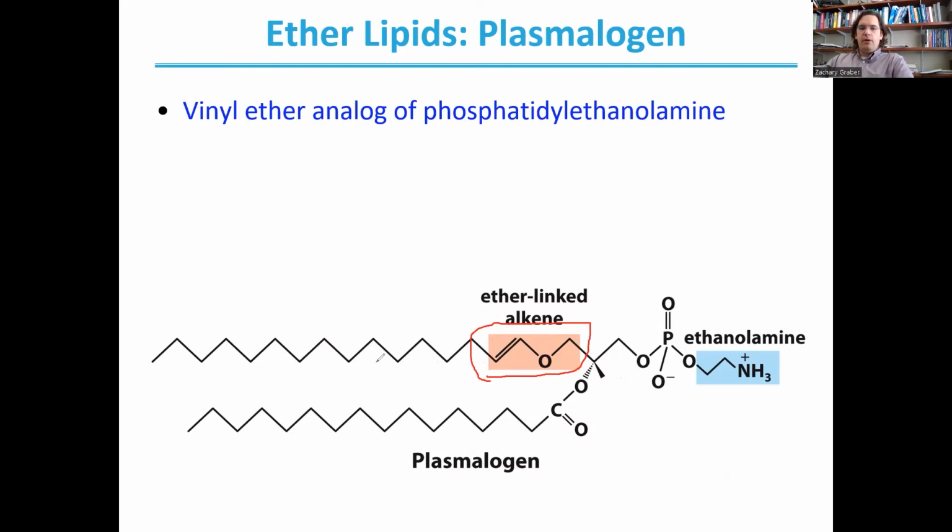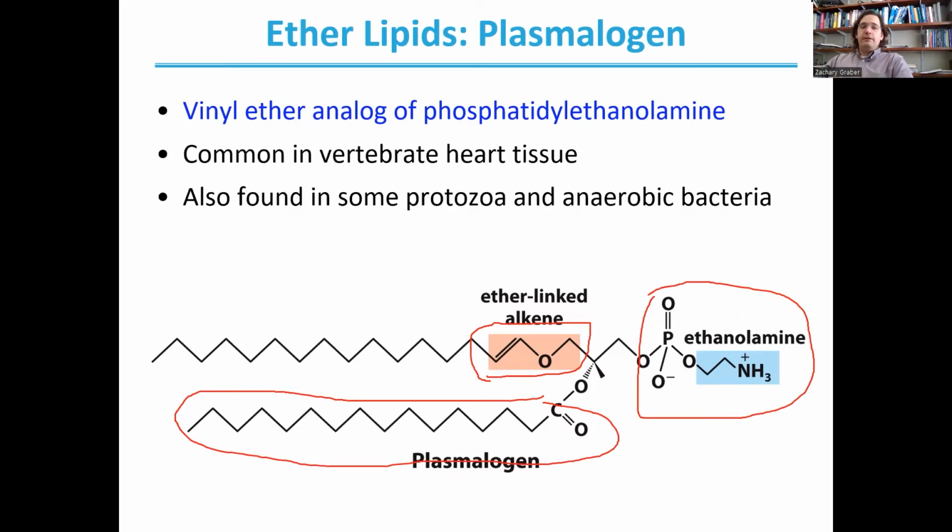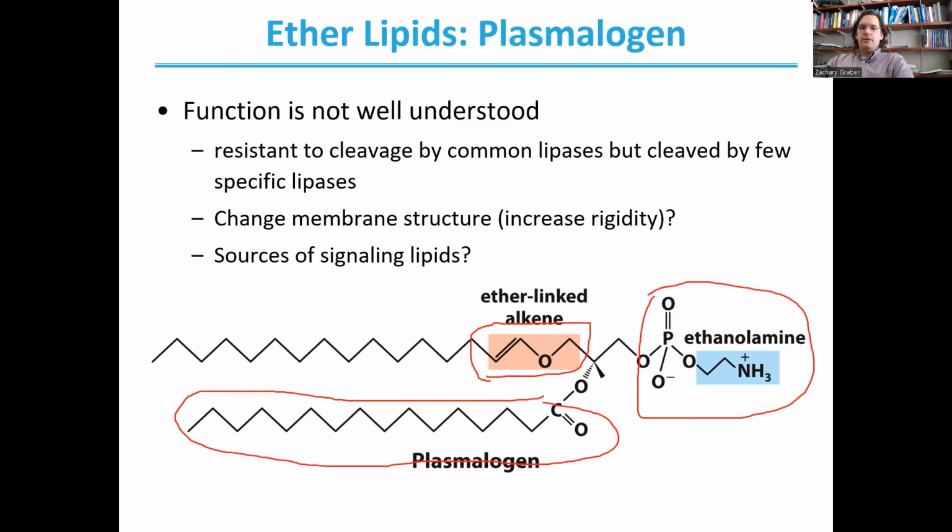So this is no longer a typical fatty acid because we don't have our carboxylic acid group that's linked to our alcohol. But other than that, it still looks like a normal phospholipid, right? We still have a fatty acid linked at our second position, and we still have our normal phosphate head group. So our plasmalogen here is commonly found in vertebrate heart tissue. It's also found in some various bacteria and other organisms. The function is not particularly well understood.